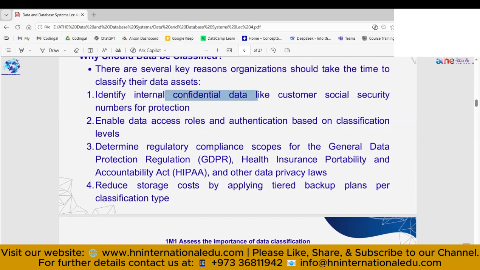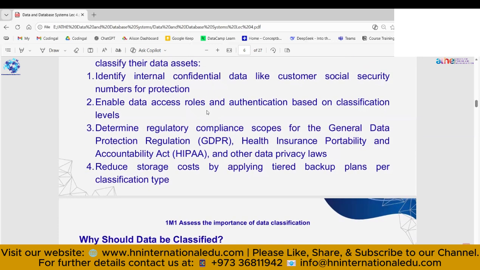That comes under confidential data, like customer social security numbers, for protection. Your CNIC is a part of you. It basically identifies every person in the country, or even all of the people around the world have this, the social security number or ID numbers, which differentiate them from other people.